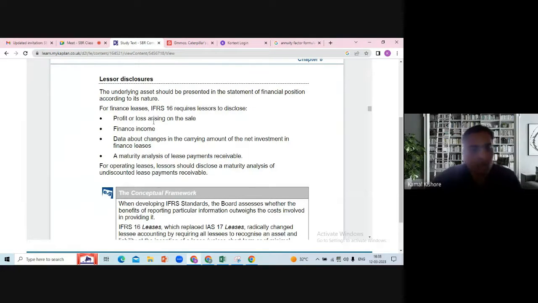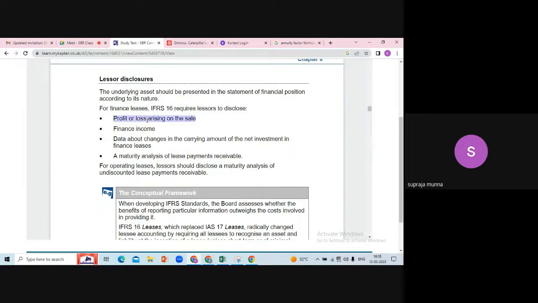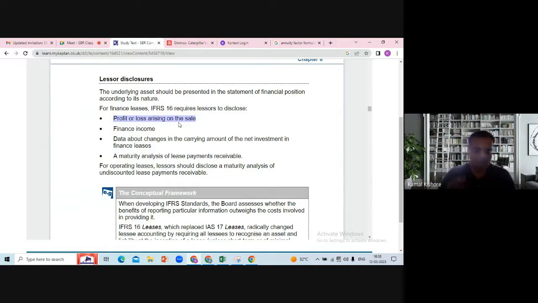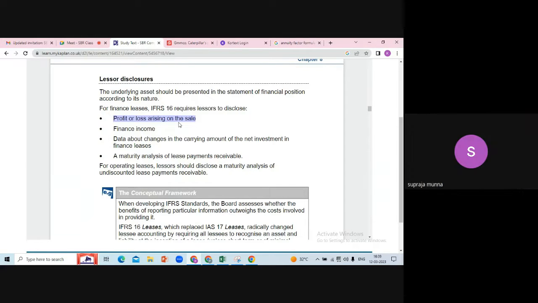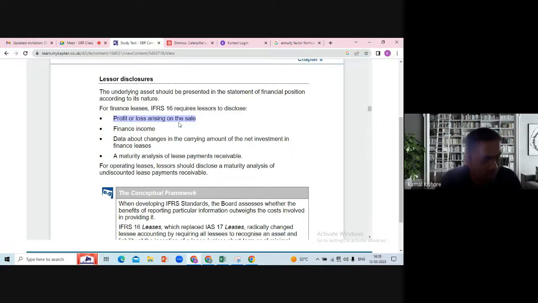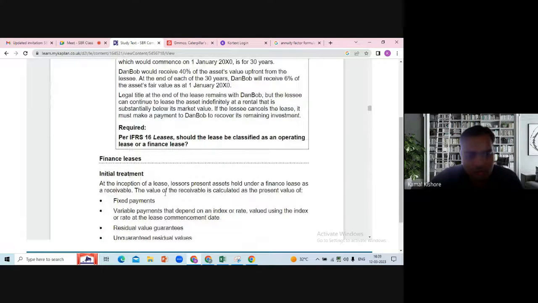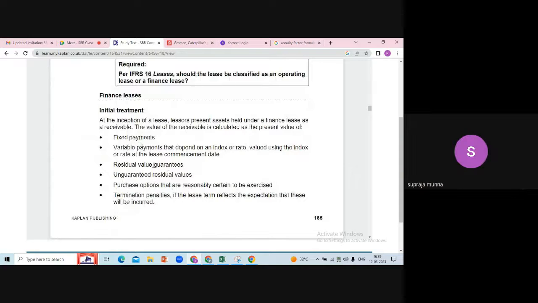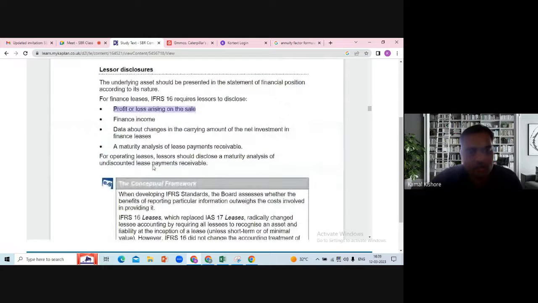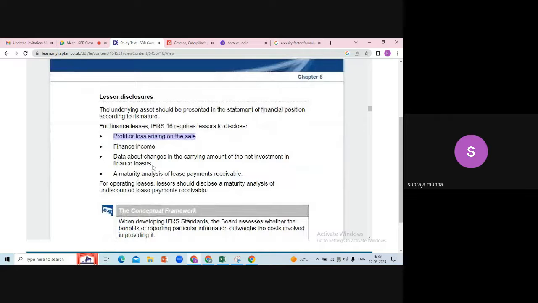Now, profit or loss arising on the sale. Why? Because I'm carrying the asset in my books at a carrying amount, but I'm suddenly leasing it out to someone on a finance lease basis, right? So there will definitely be a difference, a profit or loss arising on the sale. The carrying amount was something, but the lease receivable is going to be calculated as the present value of all the payments. So that gain or loss should be shown in the P&L.